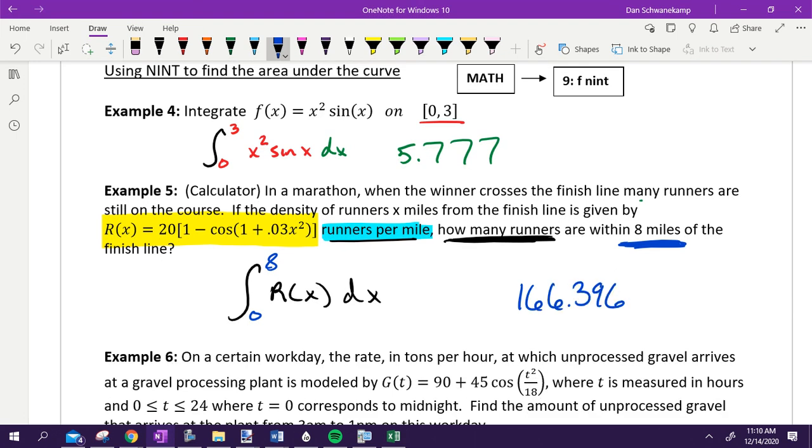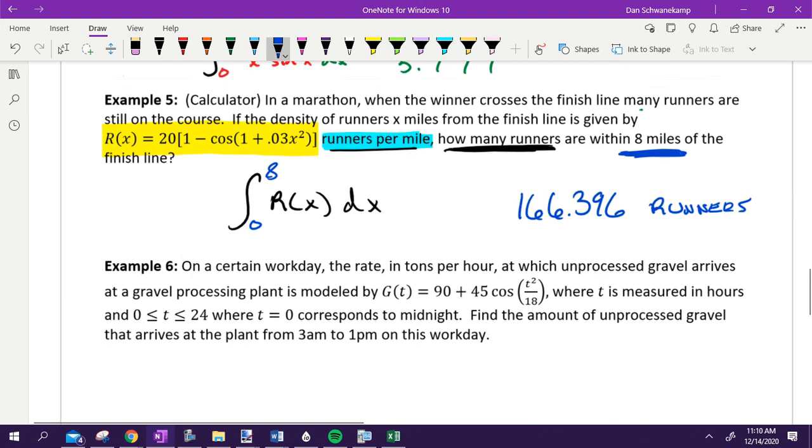What would my units be on that thing? Runners. That's how many runners are within 8 miles. Should I round it to a whole number? No, you round it to 3 decimals unless she tells you otherwise. I don't care that there's 0.396 of a person out there. It's cool. Leave it. Questions on example 5?